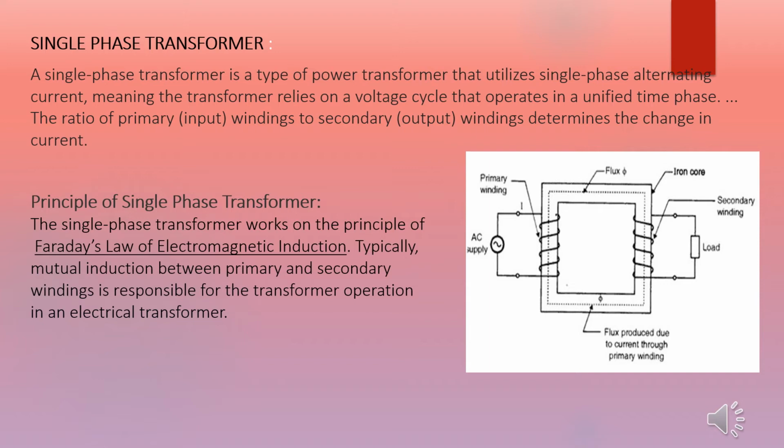If the number of windings on the primary side and the secondary side are the same, the current value will remain same. If you want to increase the current, you will have to decrease the number of windings on the secondary side. If you want to increase the current, you will have to decrease the winding, and if you want to decrease the current, you will have to increase the winding on the output side.